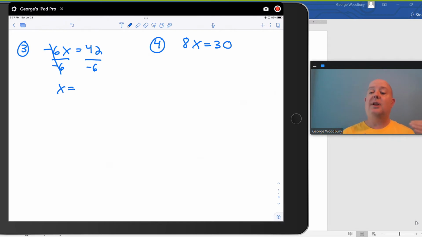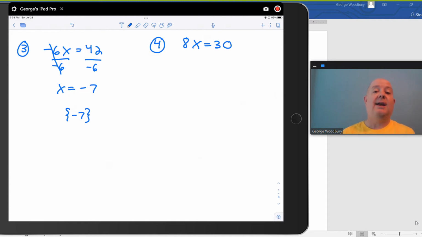Now to find the solution, I need to divide 42 by negative 6 on that right-hand side. And a positive divided by a negative is a negative result, and 42 divided by 6 is 7. So our solution is negative 7. And again, another quick check. Last one I'm going to do in this video. If I put the negative 7 back in for x, I've got negative 6 times negative 7, and a negative times a negative is positive, and 6 times 7 is 42.